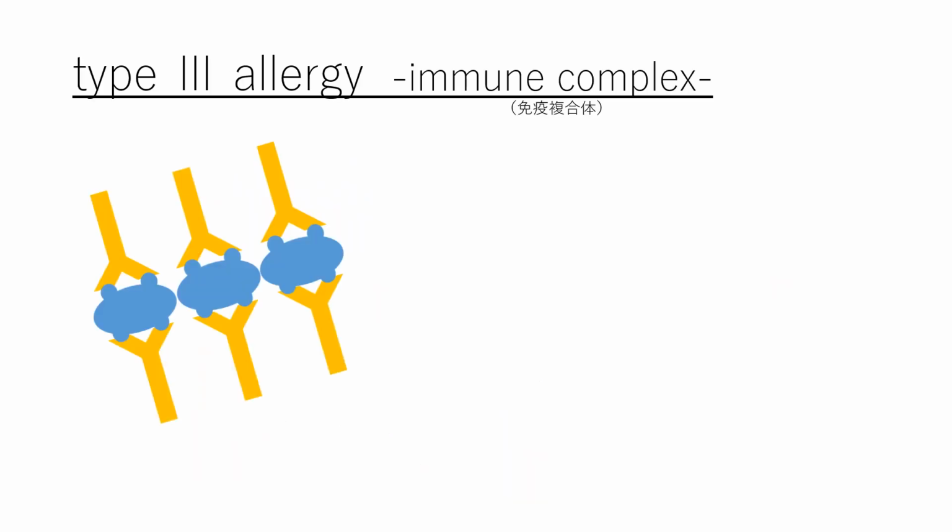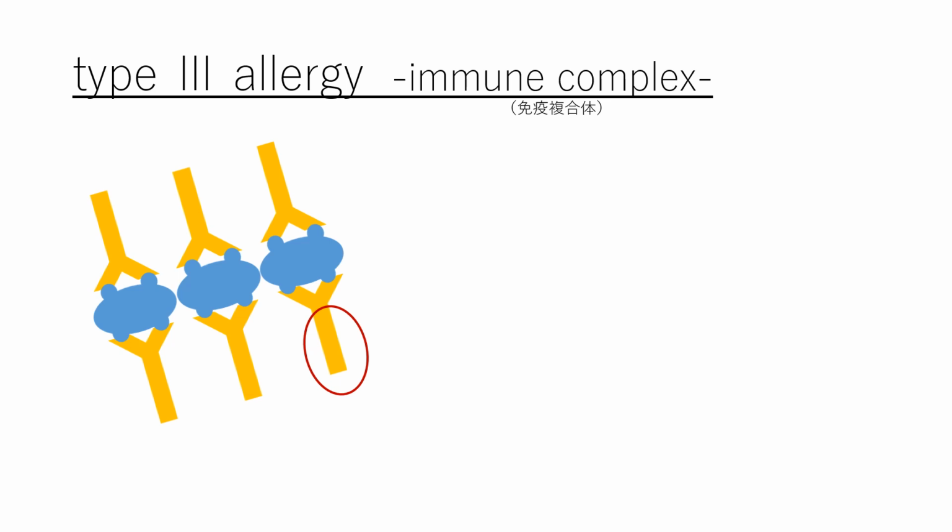Arthus reaction is a kind of type 3 allergy in the four kinds of allergy. Type 3 allergy is an allergy which causes tissue damage caused by deposition of immune complex. Let's see immune complex. It is a combination of an antigen and an antibody. You also call it antigen-antibody complex. You call this part in an antibody the Fc part. It is the same in an antibody against any antigen.